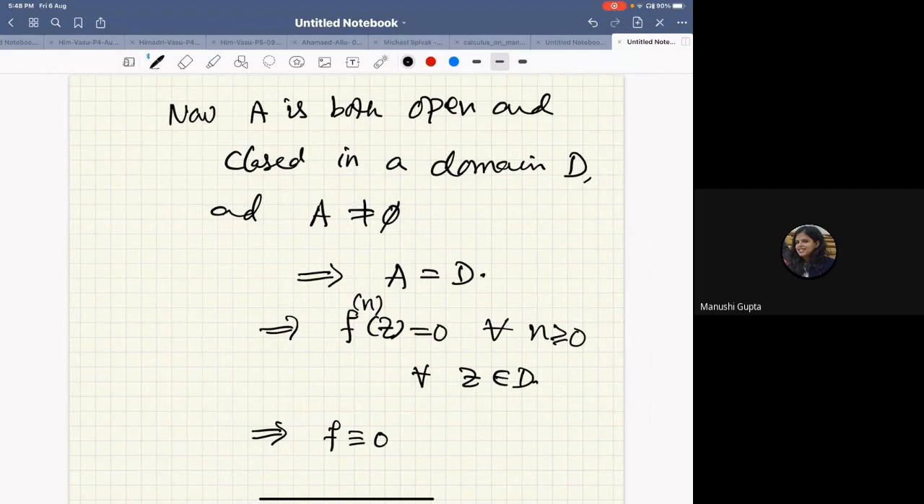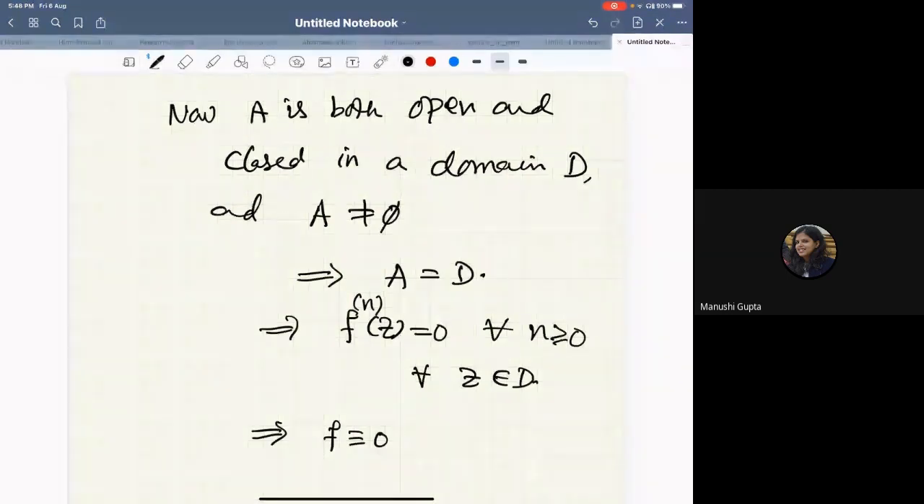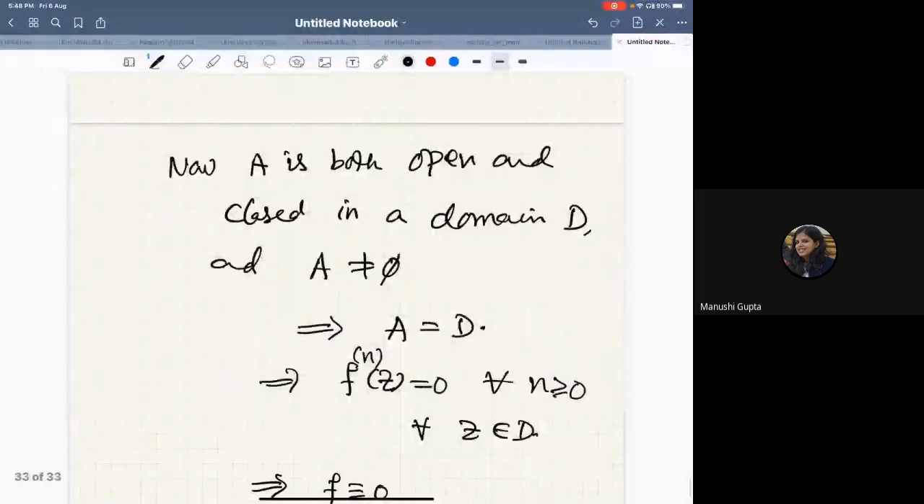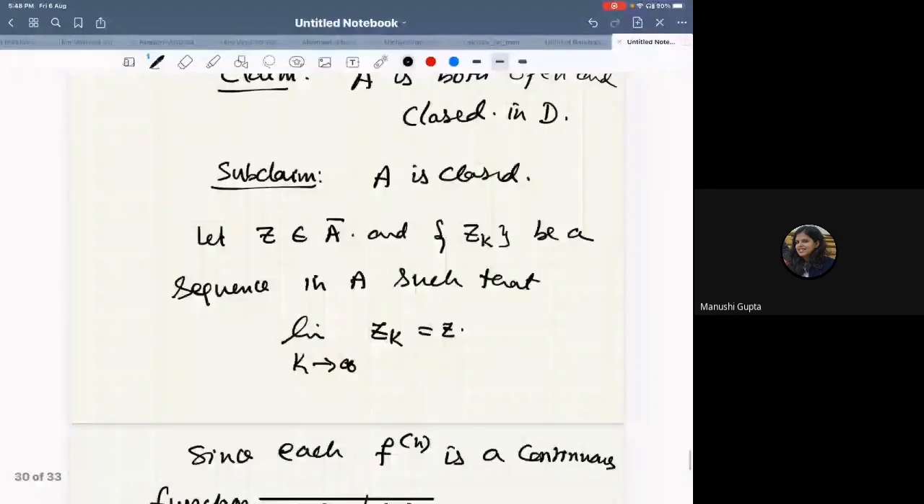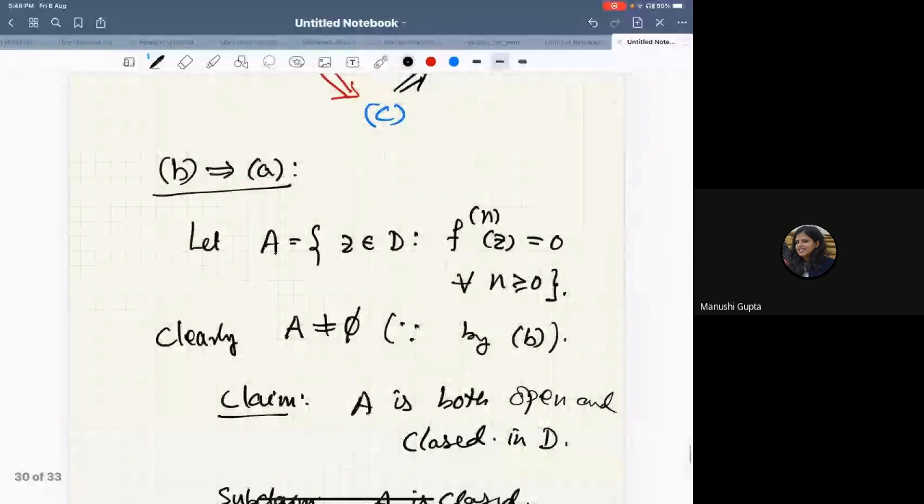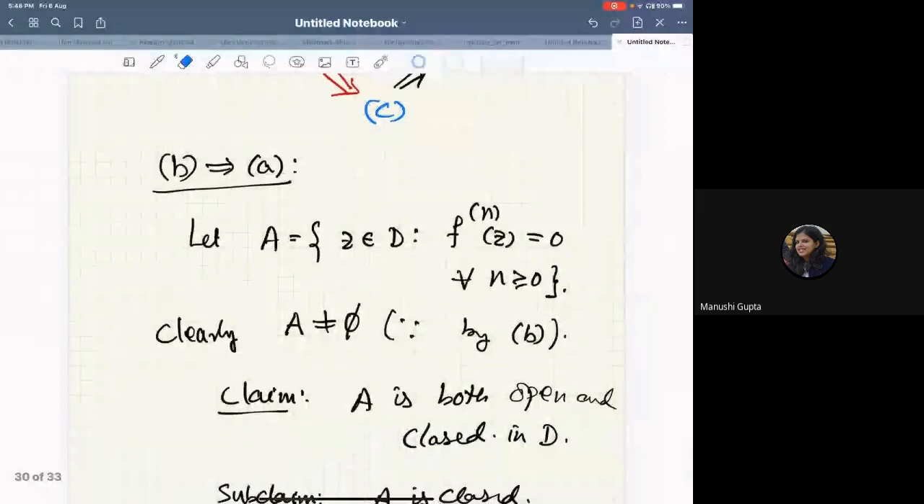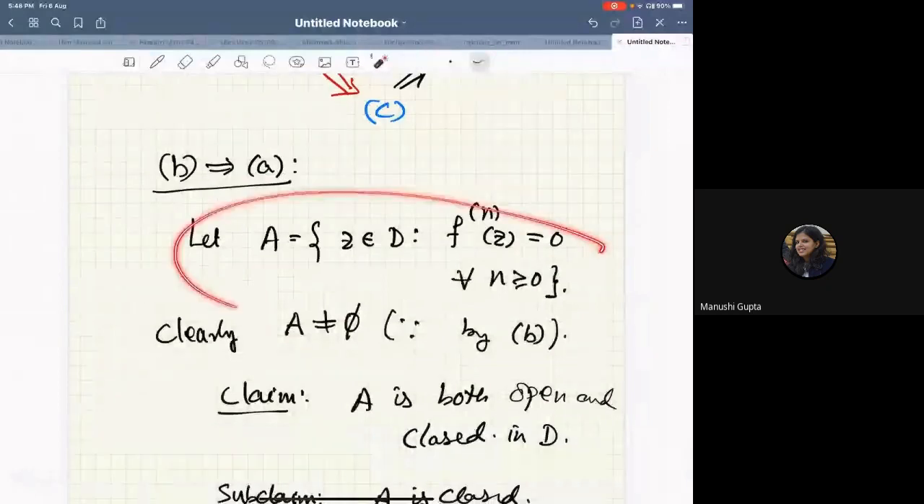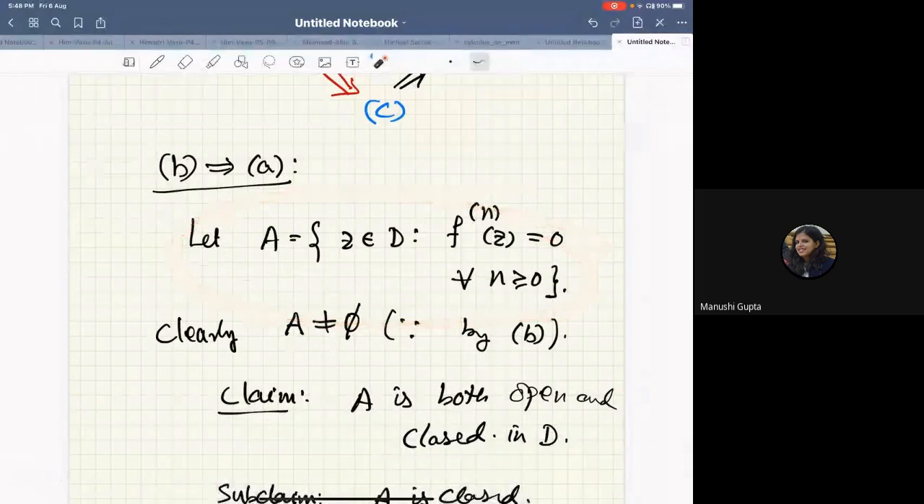So what you are saying, that is a local property, Munishi Gupta. What we want to say is that the property which happens in the set A is nothing but our domain D. The property of A is nothing but the domain D.